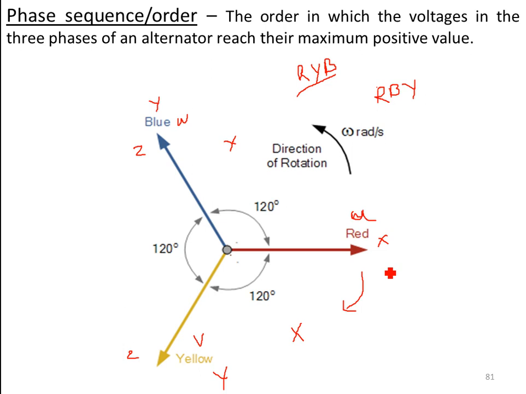of the waveforms. Then we have come to phase sequence or phase order. Okay, that means it is basically on the rotation of phases or how the connections are made in the case of a three-phase alternator. Okay, a three-phase alternator is also known as a generator. Okay, a three-phase generator is also known as a three-phase alternator.